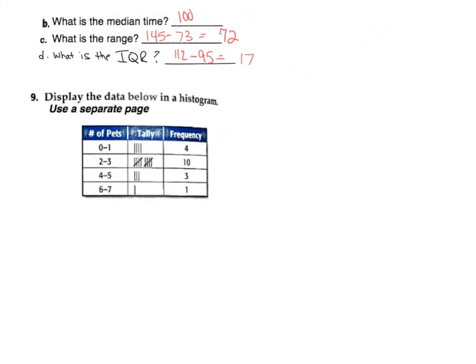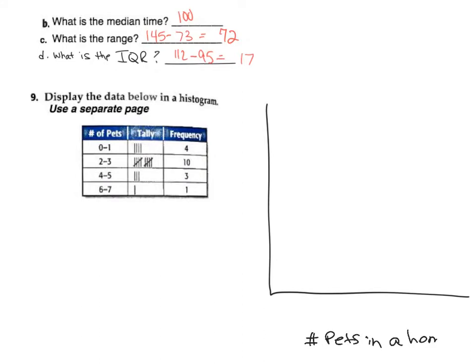So it asks me to make a histogram. On the test, I am going to give you this here, where you can make your X and your Y coordinate. In this case, if I look at my table, it's telling me the number of pets. So maybe the title of this will be number of pets in a home. That's the title. You could put it down at the bottom or at the top.